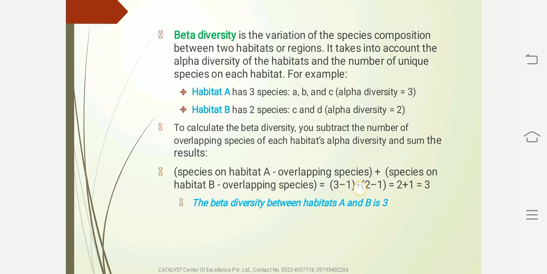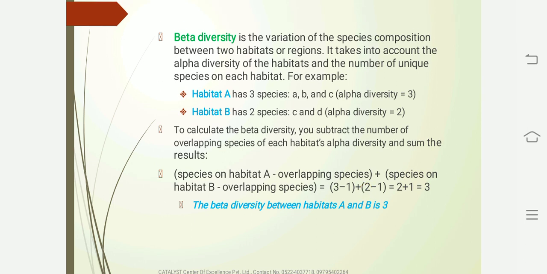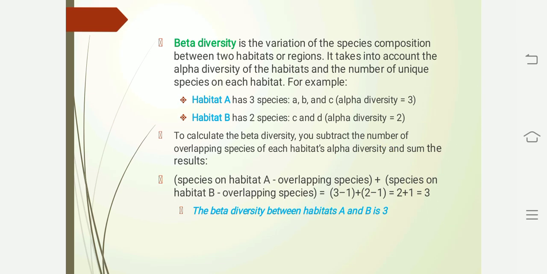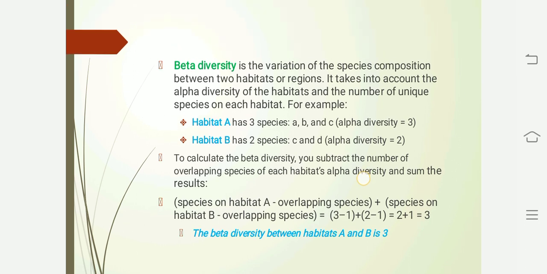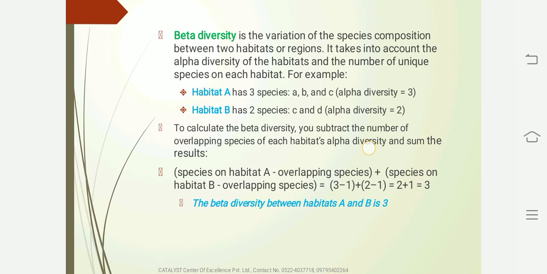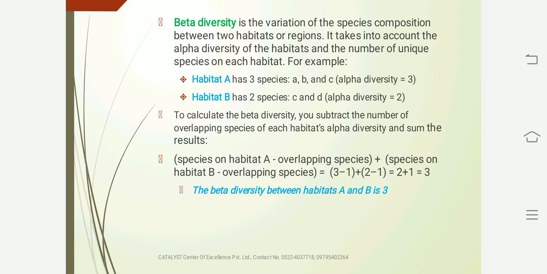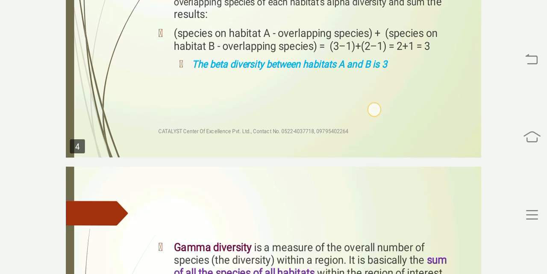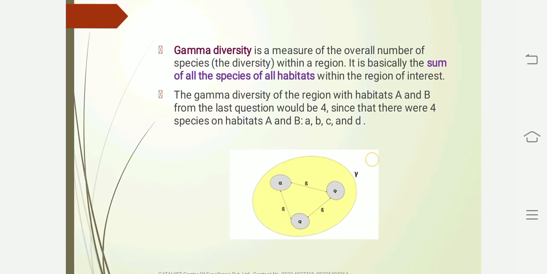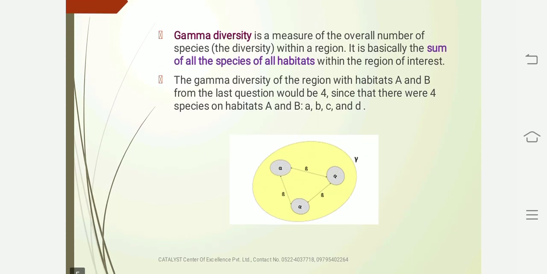I hope this is clear: in beta diversity, we are making a comparison between two ecosystems, two regions, or two habitats, seeing the variation of the species composition between them. Now we come to gamma diversity. Gamma diversity is a measure of the overall number of species within a region.